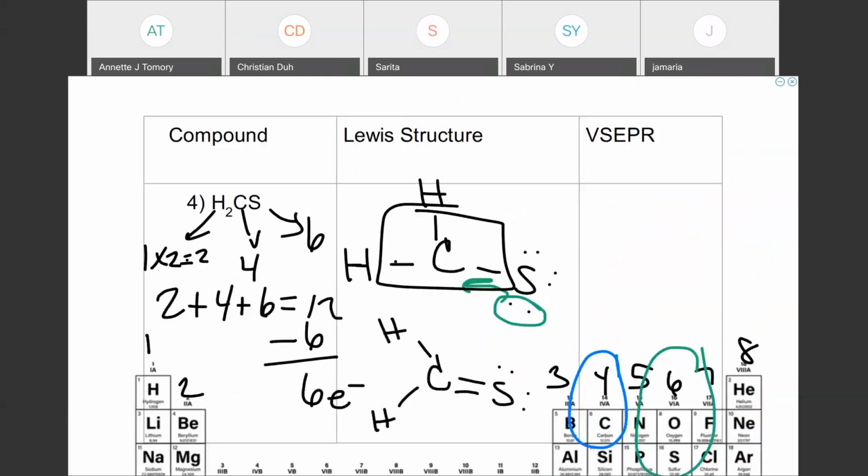Okay. Question is, how do I know it's going to be a double bond here? I have to look at the formal charges as well as the octet rule.